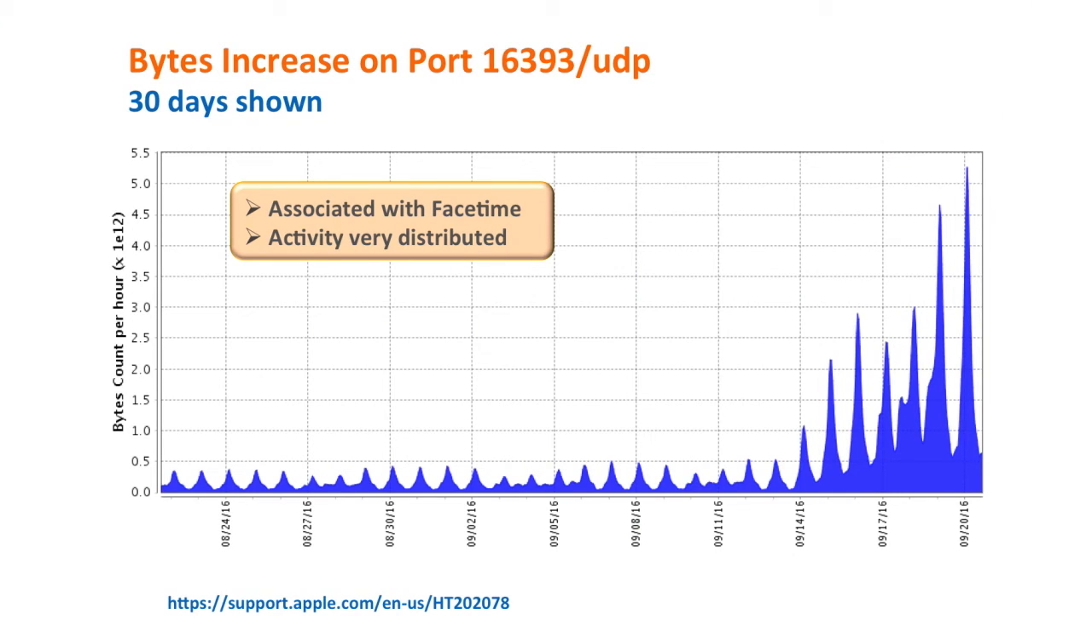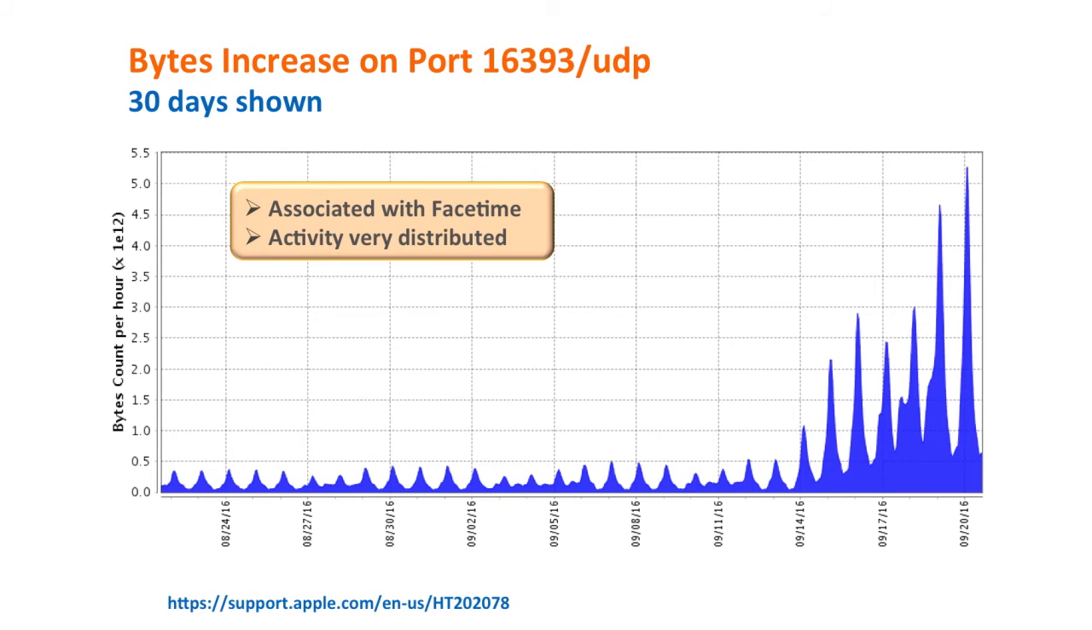And the last item I wanted to share with you here today is an increase in the number of bytes on port 16393 UDP. This one, just doing a little bit of research, there was actually an Apple support article that indicates that if you want to operate FaceTime through a firewall, you need to open certain ports, and port 16393 is basically the beginning of a range of ports that I presume are dynamically assigned for FaceTime sessions. So I suspect that this is associated with FaceTime. We're seeing an increase in activity, perhaps not by coincidence.